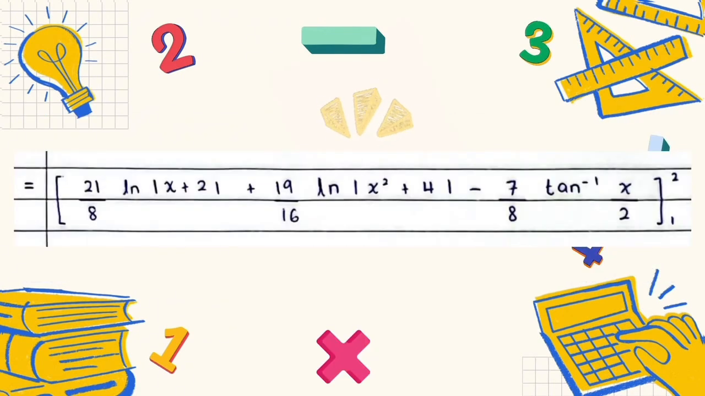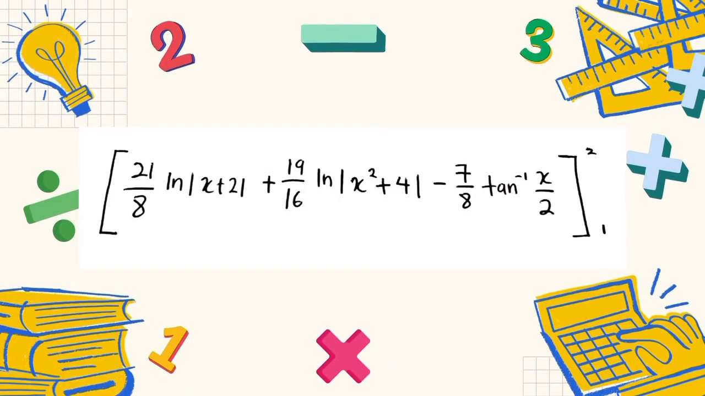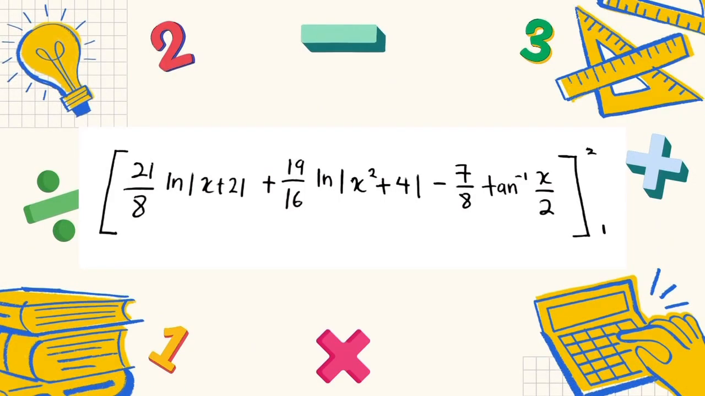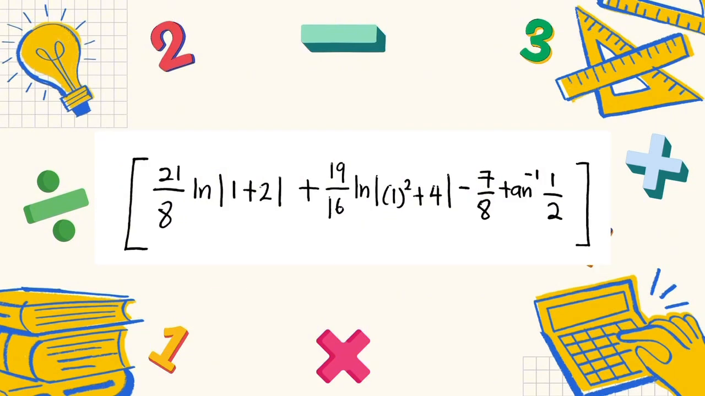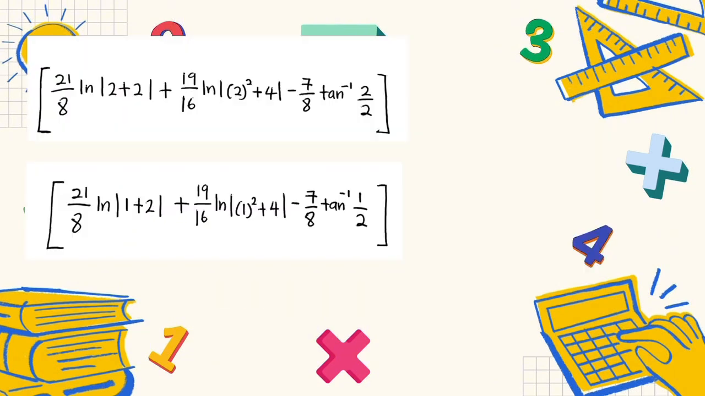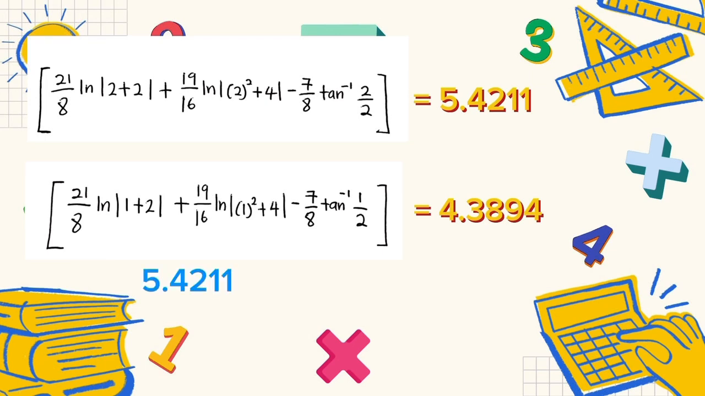Hence, we combine this into one antiderivative and apply the fundamental theorem of calculus by evaluating the expression at our upper limit of 2 and subtracting the value at our lower limit of 1. Next, to get the final value, I am evaluating this expression between the limits of 1 and 2. I substitute the upper limit of 2 into the function, which gives us 5.4211. Then, I substitute the lower limit of 1, which gives us 4.3894. Subtracting the two values, we get 5.4211 minus 4.3894. The final result is 1.0317.